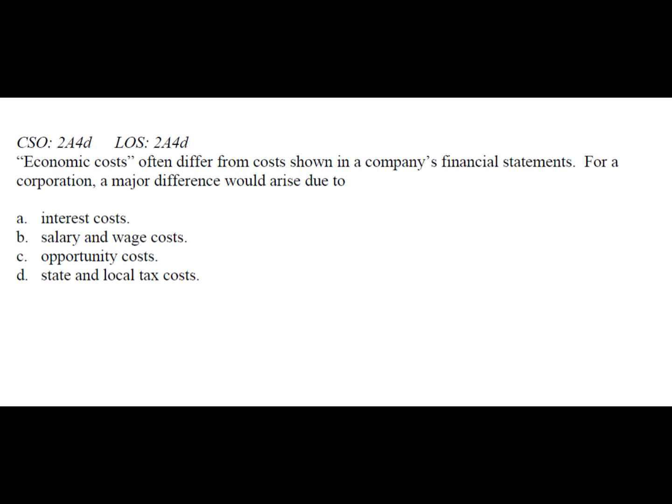Correct answer, C. Opportunity costs. Key takeaway: the major difference between economic costs and accounting costs is that economic costs include opportunity costs, which represent the value of foregone alternatives. Because these implicit costs are not recorded in financial statements, economic profit is often lower than accounting profit and provides a more comprehensive measure of business performance.